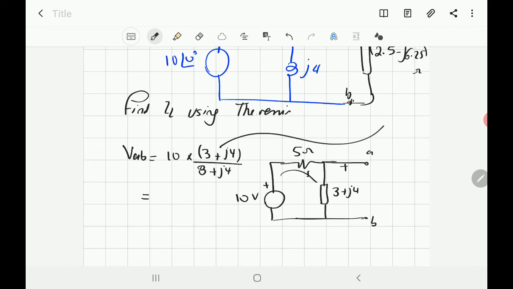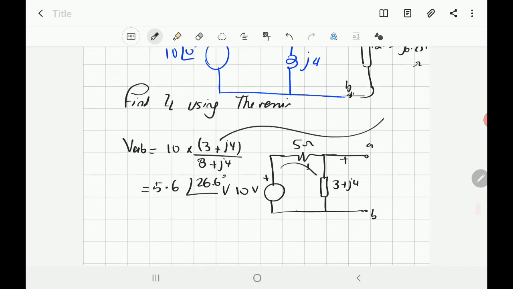The value of the voltage that we found here is equal to 5.6 on angle 26.6 volt.